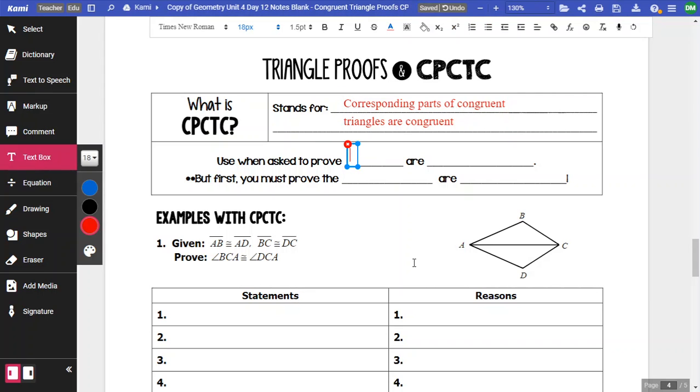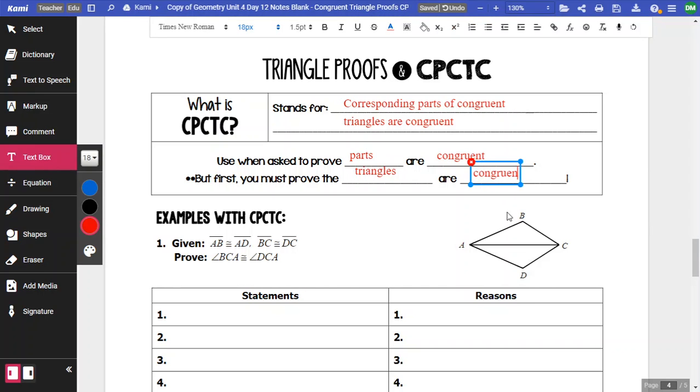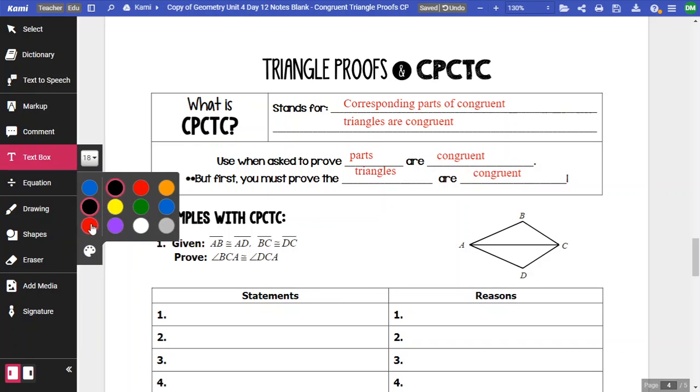So when you're asked to prove that parts are congruent, so we're not being asked to prove that triangles are congruent, we're being asked to prove like an angle is congruent to another angle or a side is congruent to another side. But the reason I said this is just an extension is that first we need to prove that the triangles are congruent. So we can only use CPCTC if the triangles are already congruent. So we're literally doing the same thing that we were before and just adding one more line at the end. And you'll see what I mean here.